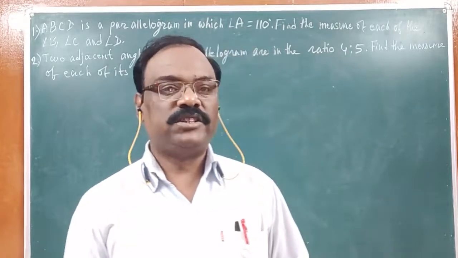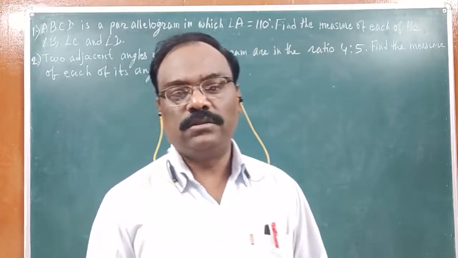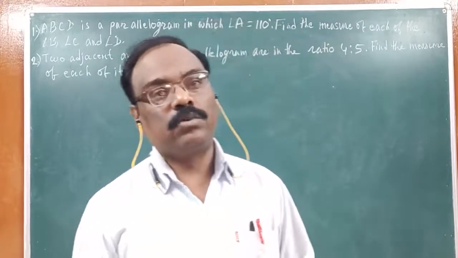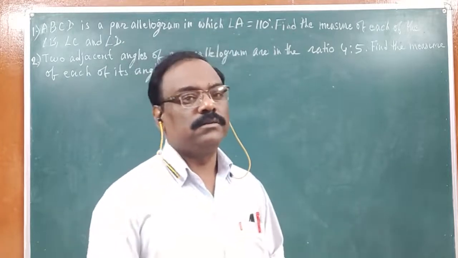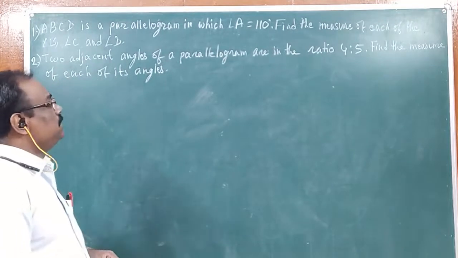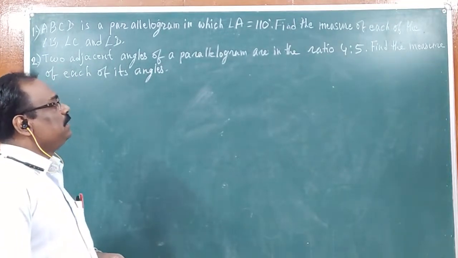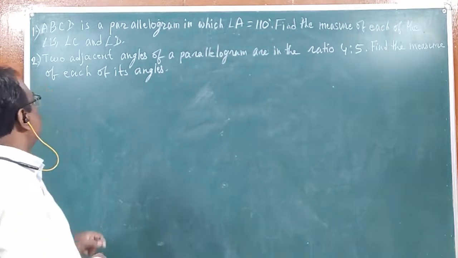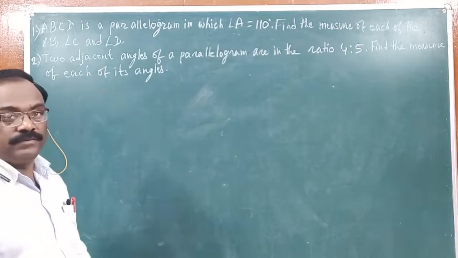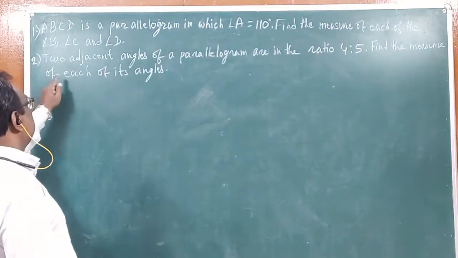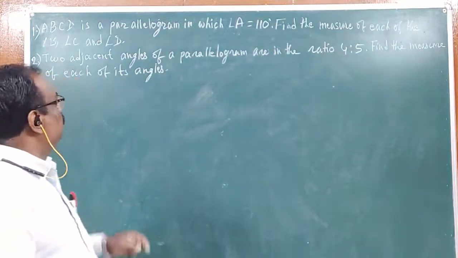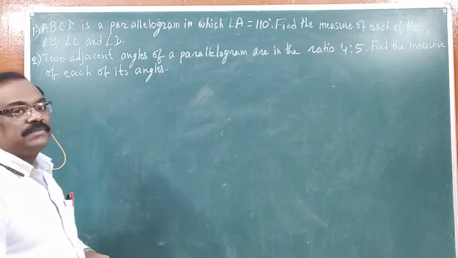In this video session, I have taken two questions from exercise 16A, chapter parallelograms. The first question: ABCD is a parallelogram in which angle A is 110 degrees. Find the measures of each of the angles B, C and D. And the second question: two adjacent angles of a parallelogram are in the ratio of 4:5. Find the measure of each of its angles.